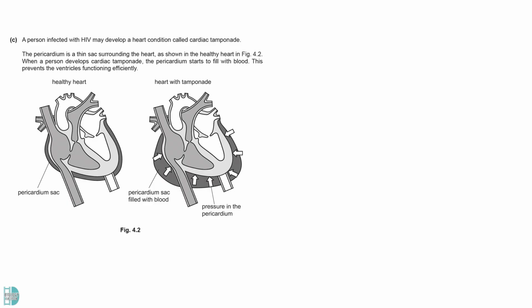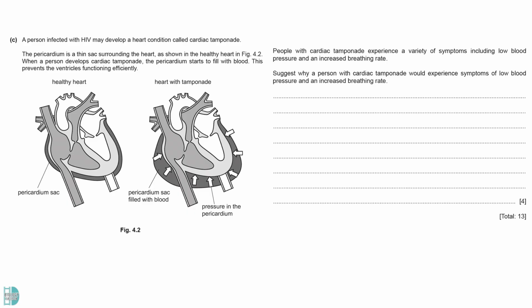C shows a condition known as cardiac tamponade. It causes the pericardium to fill with blood. The question wants you to suggest why a person with cardiac tamponade would experience symptoms of low blood pressure and an increased breathing rate. The pericardium is supposed to be flexible and stretchy. It can easily expand and contract following the heart's contraction and relaxation.